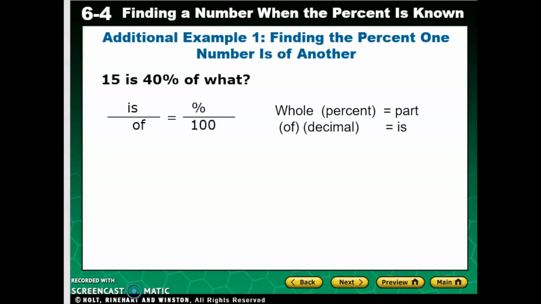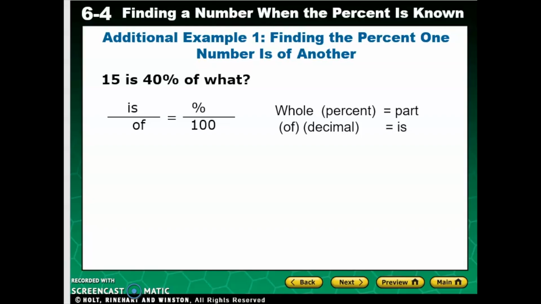Students, today we are going to look at continuing on with percentages. We are going to be finding percents, but this time we're going to know the percentage amount, and we are going to be solving for either the part or the whole. So we're going to use the same two strategies that we talked about yesterday. We're going to use the proportion is over of equals percent over 100. And we are also going to set up the equation.